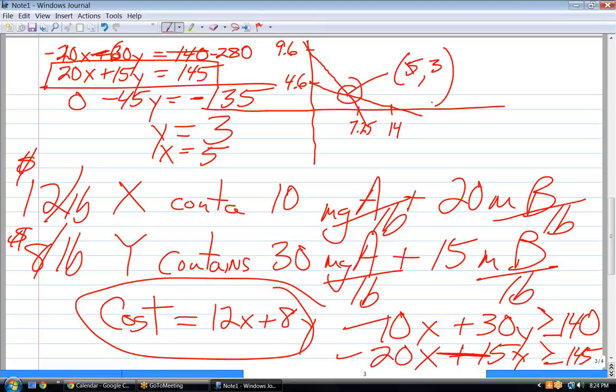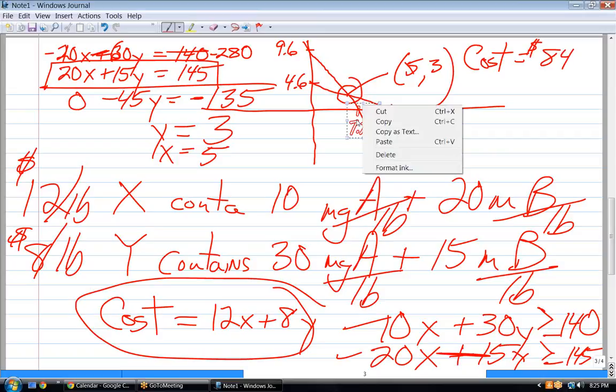5, 3. Now we have all of our points to plug into the cost function, and whichever one gives us the minimum amount, that's our answer. So let's try 5, 3 for starters. What is the cost of, I'll write it up here. So the cost at that point would be equal to what? Let's see. $84. Okay. How about the cost right there?